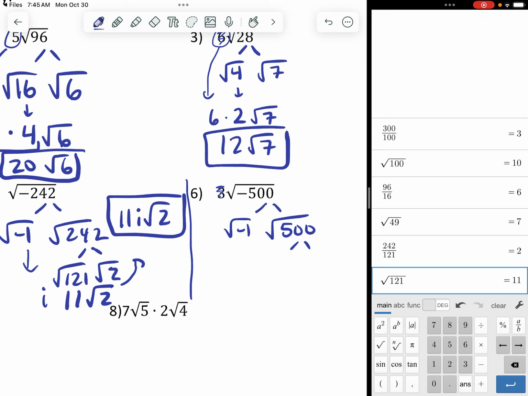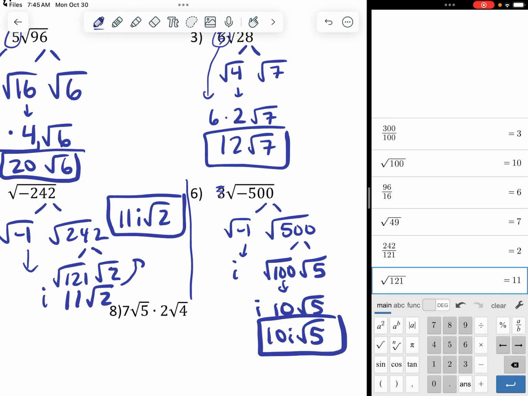Okay, and then we can break down the 500. Well, the biggest perfect square that goes into 500 is 100. This is i. Square root of 100 is 10. I leave the root 5, and I still have that i. And then again, this would be the best way to write that answer. Okay?